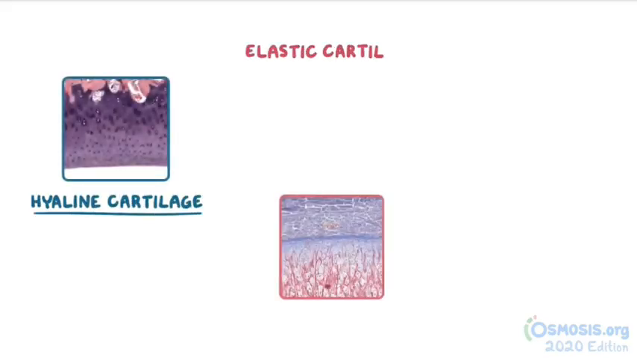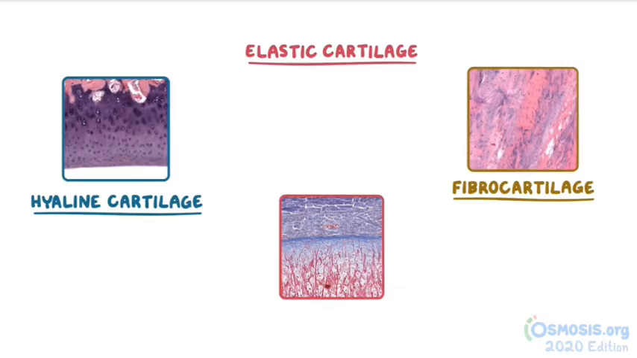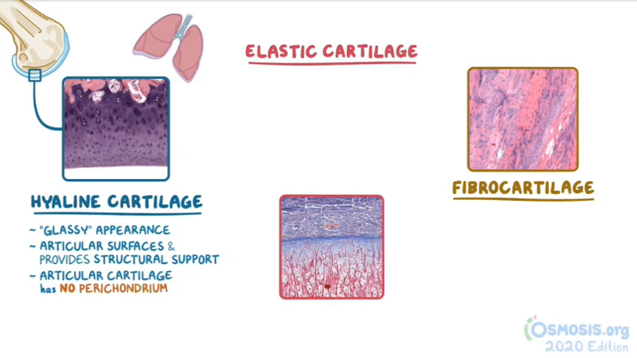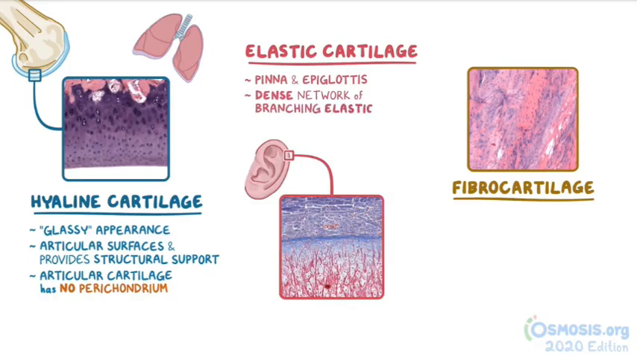Alright, as a quick recap, there are 3 main types of cartilage: hyaline cartilage, elastic cartilage, and fibrocartilage. The hyaline cartilage has an extracellular matrix with a glassy appearance and can be found in articulating surfaces of long bones and structures such as the trachea. And the articular hyaline cartilage doesn't have a perichondrium. Elastic cartilage is found in structures such as the pinna of the external ear and the epiglottis. The matrix of elastic cartilage is similar to hyaline cartilage, except it also has a dense network of elastic fibers, and it always has a perichondrium.